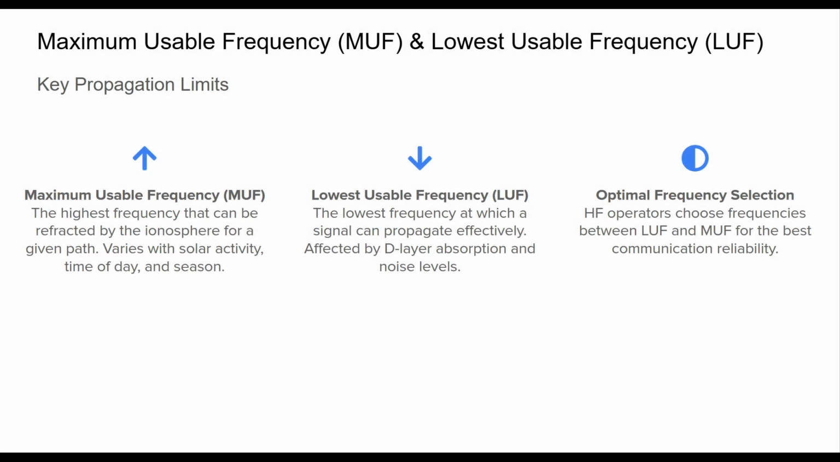HF propagation is constrained by the maximum usable frequency, or MUF, and the lowest usable frequency, LUF. The MUF represents the highest frequency that the ionosphere can refract back to Earth, changing with solar conditions and time of day. The LUF is the lowest viable frequency for communication, limited by factors such as D-layer absorption and signal-to-noise ratio. To ensure optimal communications, operators must choose frequencies that fall between these two limits, balancing ionospheric conditions and atmospheric noise. Frequencies above the MUF will pass through to space, and frequencies below the LUF are absorbed by the D-layer.